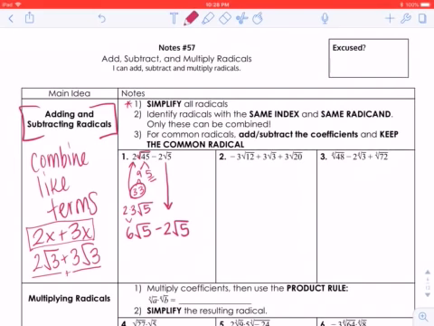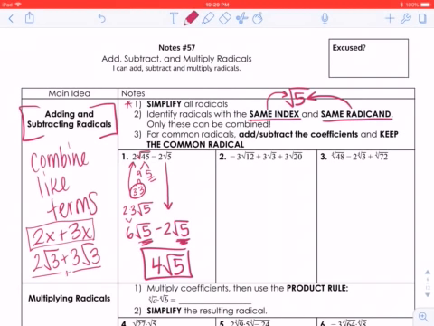Now I see that they are like terms because I see the square root of 5 and the square root of 5. So 6 minus 2 would be 4 square root 5. That would be my first example. So we have to find the ones that are like terms. We know that they're like terms if they have the same index and the same radicand. Remember that the radicand is what's inside, and the index is this little baby number, right? And then if we have common radicals, we are going to combine like terms.